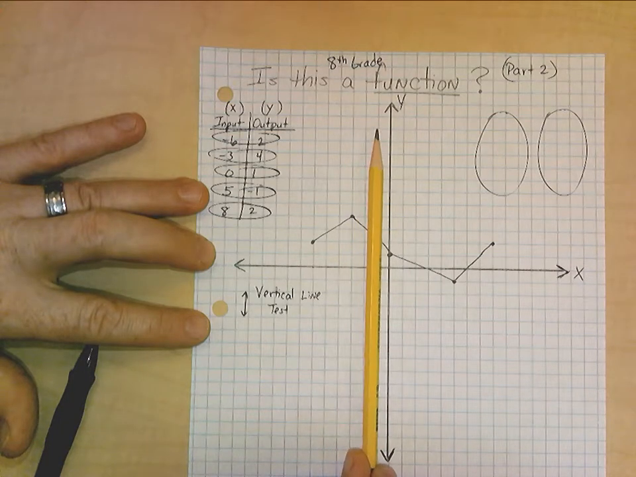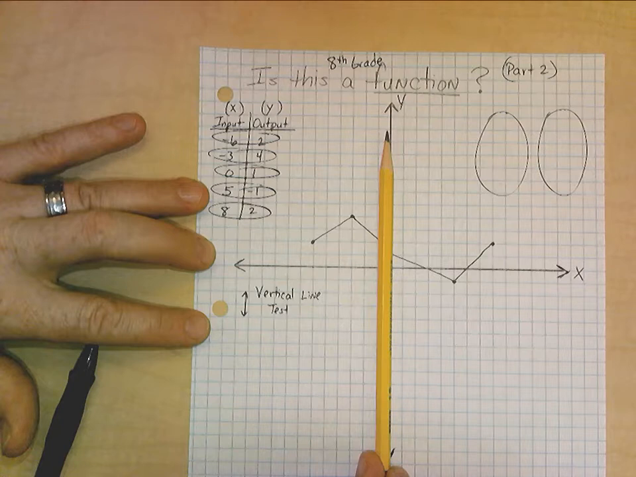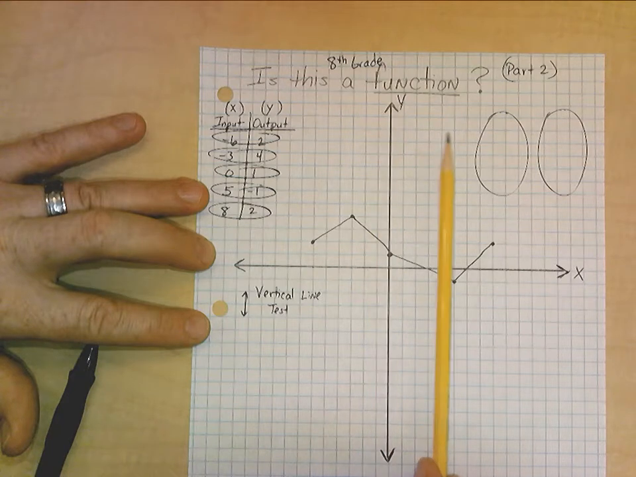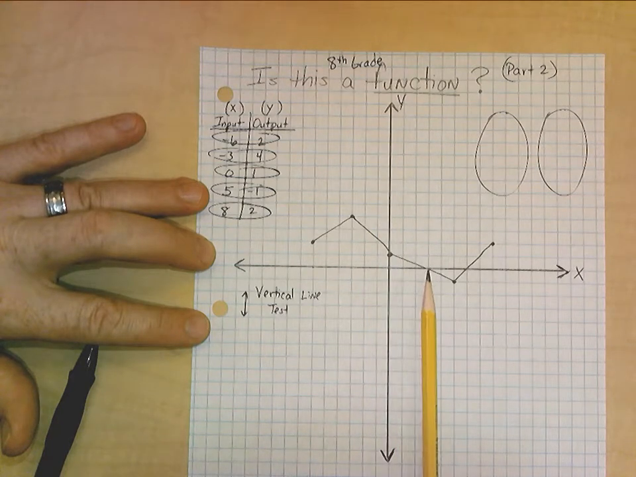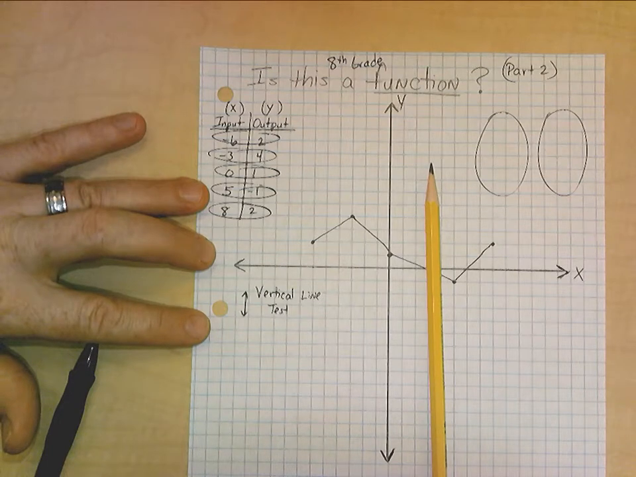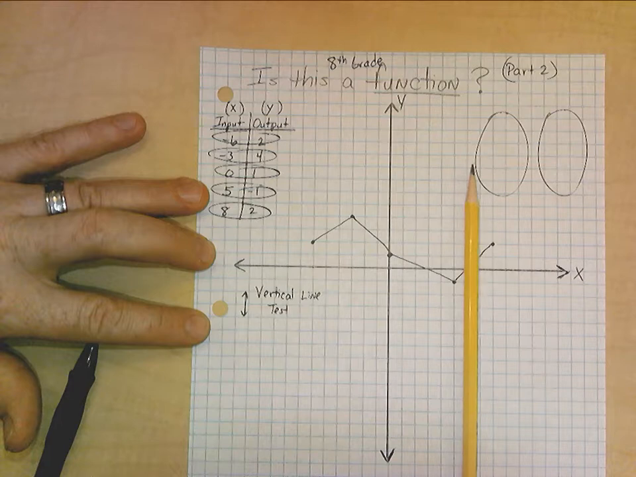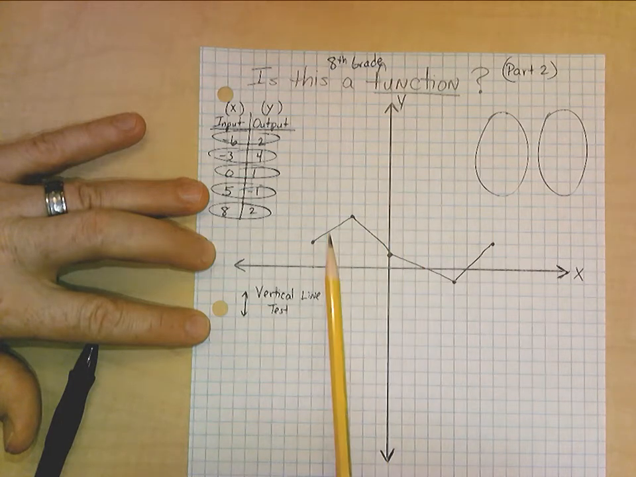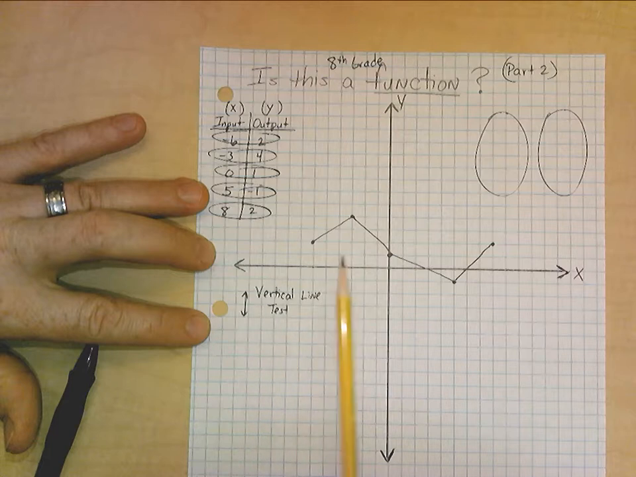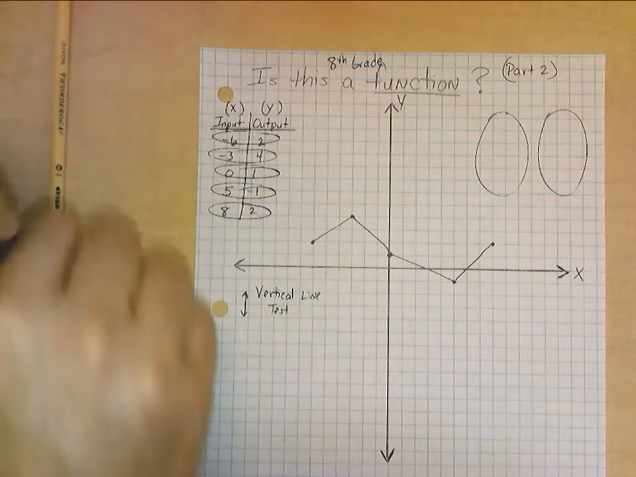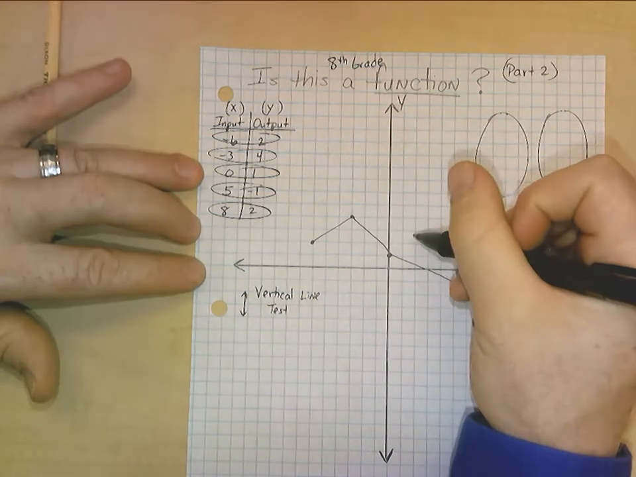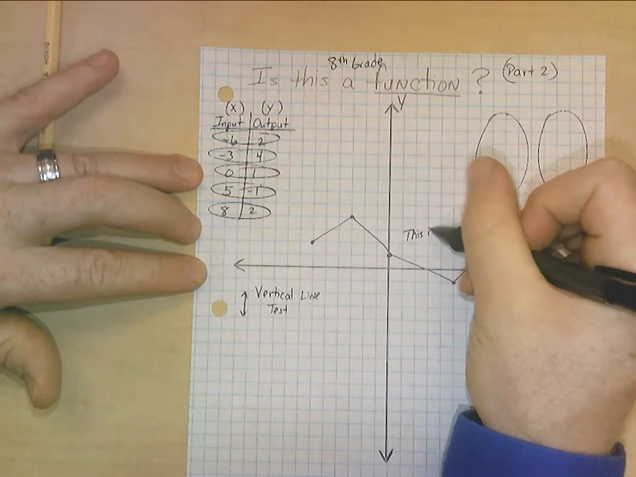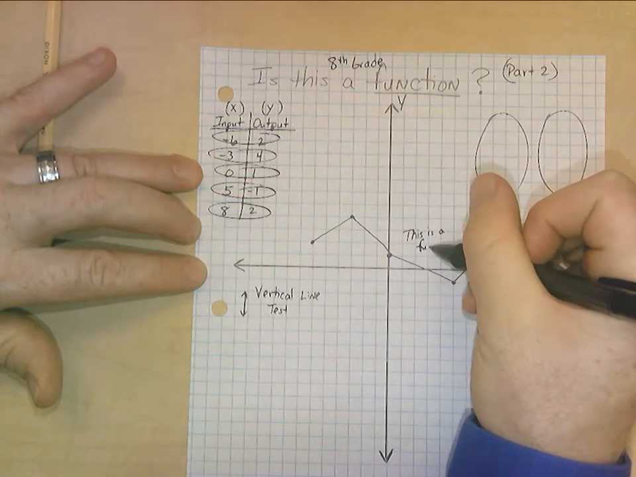Right here it's crossing it at positive 2. Right here it's crossing it at close to 3, where x is 3. So as it's crossing the function, it only crosses it at one point. Because this passes the vertical line test, this is a function.